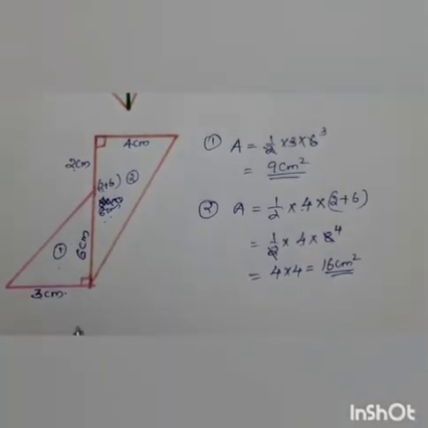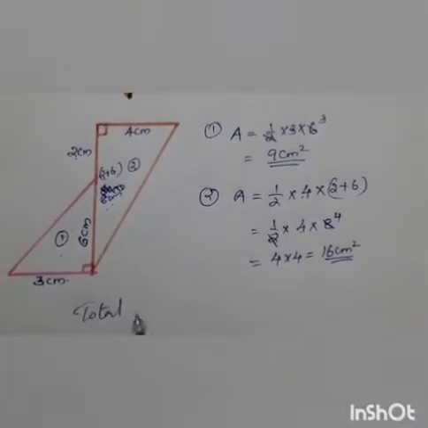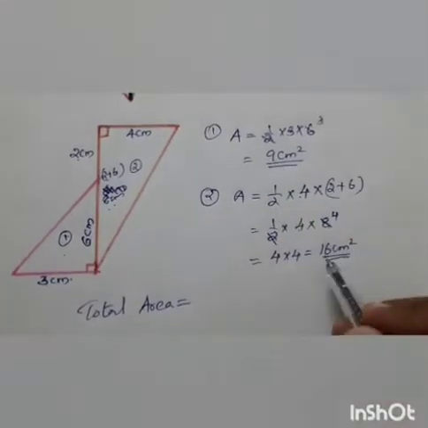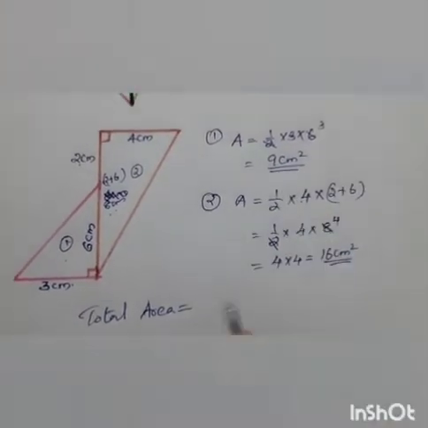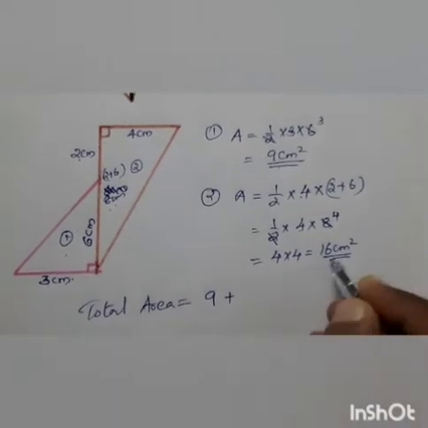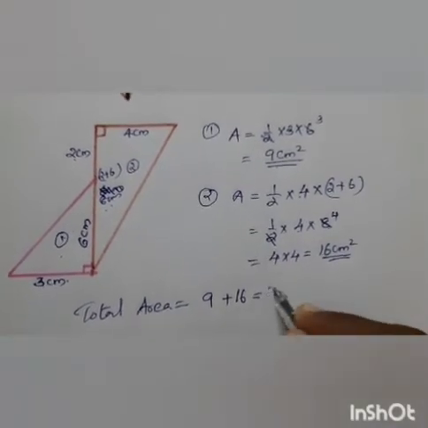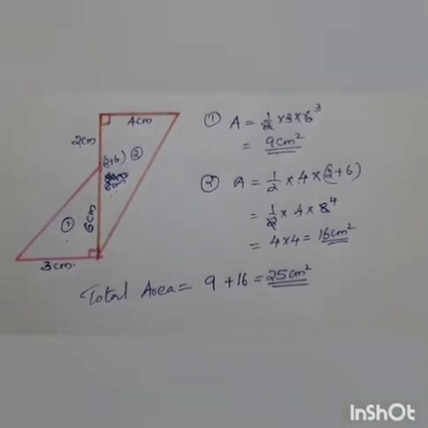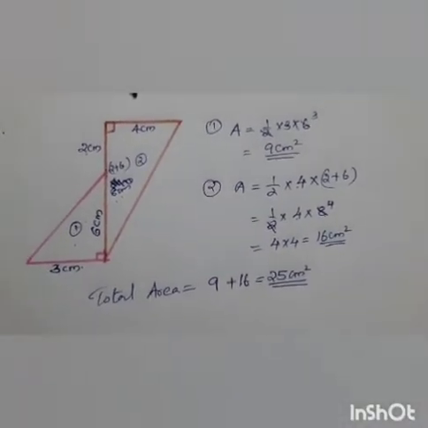So the total area is equal to area of the first triangle plus area of the second triangle. First triangle is 9 and second triangle is 16. So we will get the total area of the figure as 25 centimeter square.